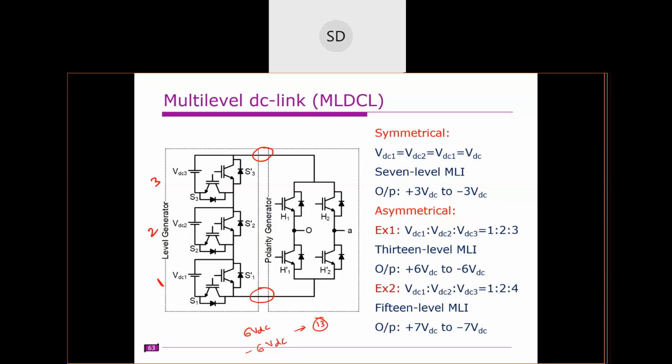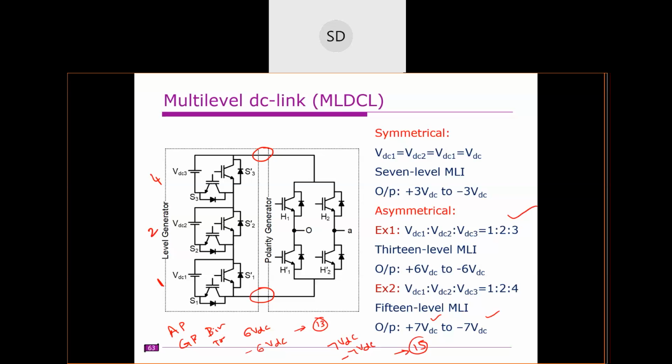Right, and it also works with different asymmetries. We have arithmetic progression, geometric progression with binary and trinary ratios. We already discussed this, right? So it supports arithmetic progression, that is 1:2:3, and it will also support 1:2:4. So how many levels can you get with 1:2:4? That means 7 VDC, right? It will vary from 7 VDC to minus 7 VDC, so you can get 15 levels, from plus 7 VDC to minus 7 VDC.